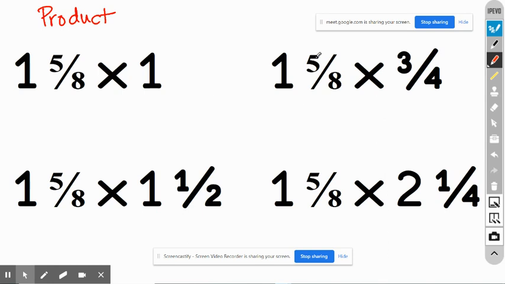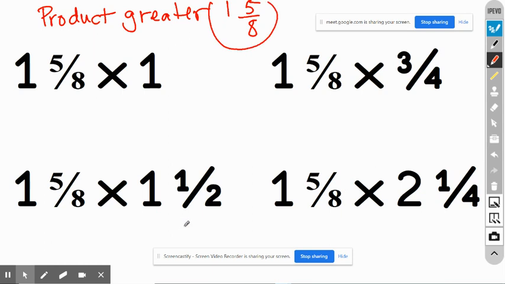So the answer to these questions, some of them are going to be less, some are going to be equal, and some are going to be greater. So I'm looking for a product that is greater than 1 5/8. That's the number I'm comparing to. We are looking for expressions that, if solved, would give me an answer that is actually greater than this. We don't have to solve them.